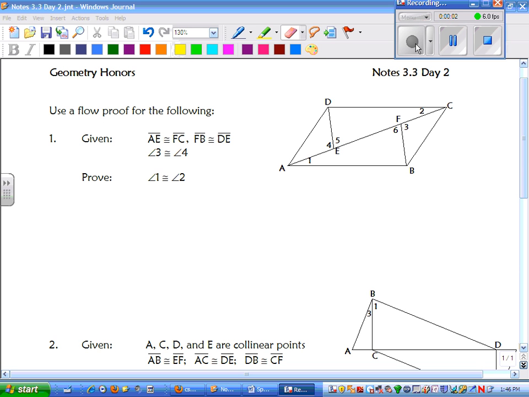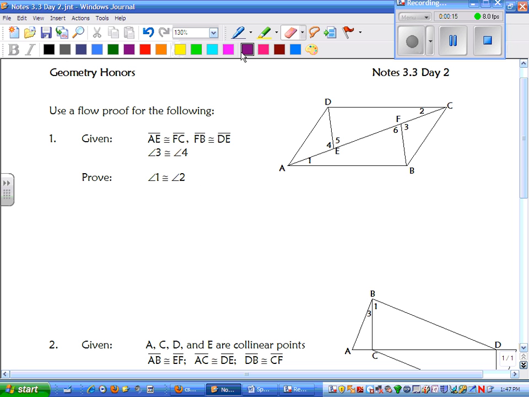Okay, section 3.3, day 2. This is a continuation of CPCTC. We're going to do 3 proofs today. The first one, we're going to use CPCTC to get angle 1 congruent to angle 2.